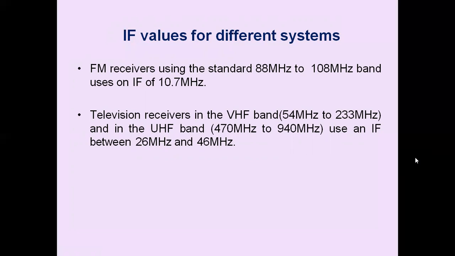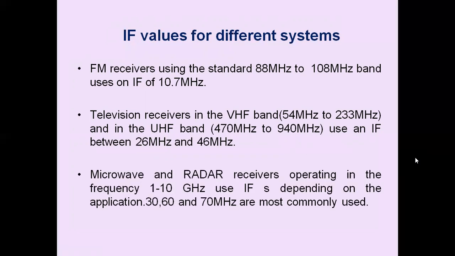This IF value is different for different types of receivers like AM receivers, FM receivers, television receivers, and radar receivers. Microwave and radar receivers operating in the frequency range from 1 to 10 GHz use an IF depending on the application. The IF values are 60 MHz, 70 MHz, or 30 MHz. 70 MHz is the most commonly used IF value for microwave and radar receivers.